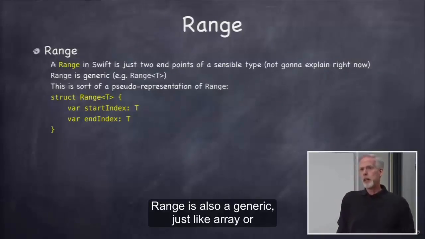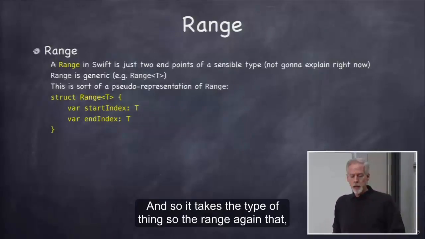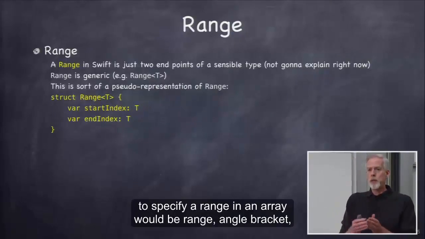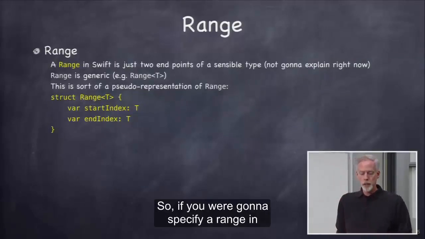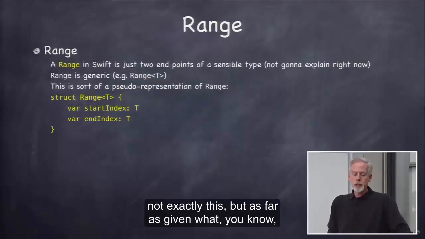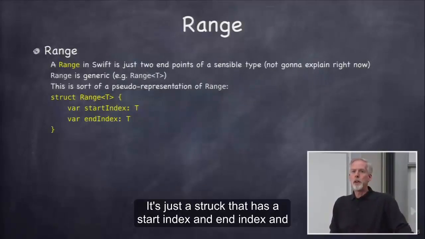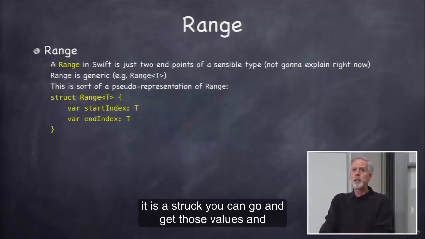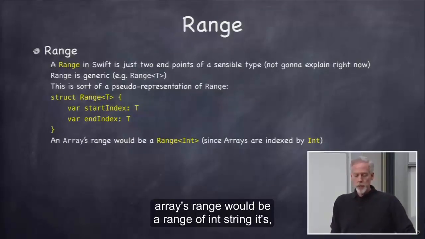Range is also a generic, just like array or like that optional enum. And so it takes the type of thing. So to specify a range in an array would be range angle bracket int, because ints are how you index an array. It's approximately what I put here. It's not exactly this, but given what you know so far, this is the best I can describe it to you. It's just a struct that has a start index and an end index. And it is a struct. You can go and get those values and set those values out of there. So an array's range would be range of int.